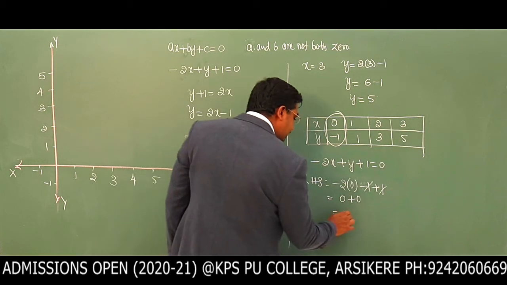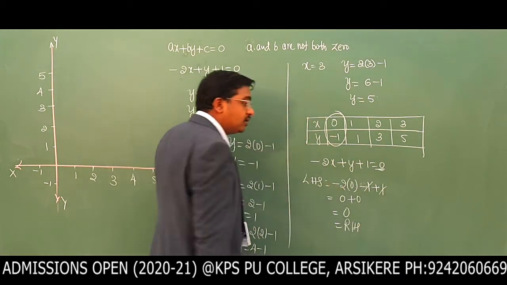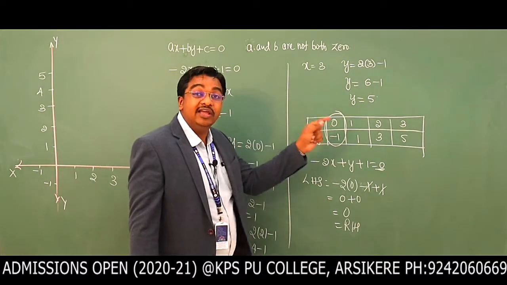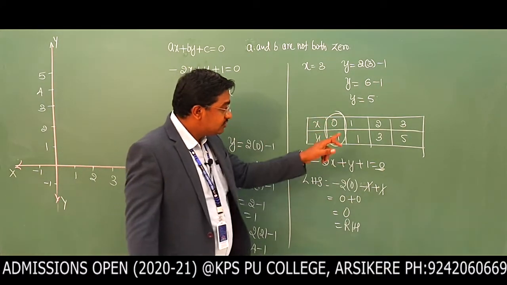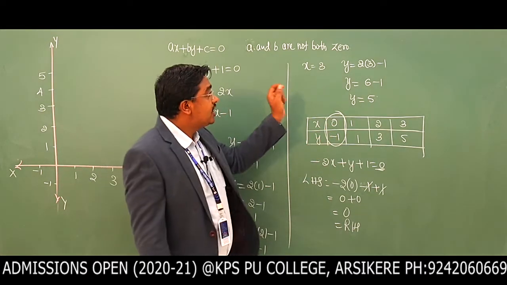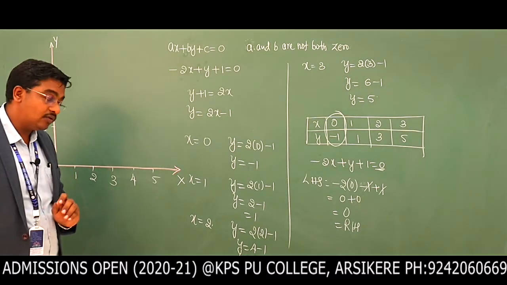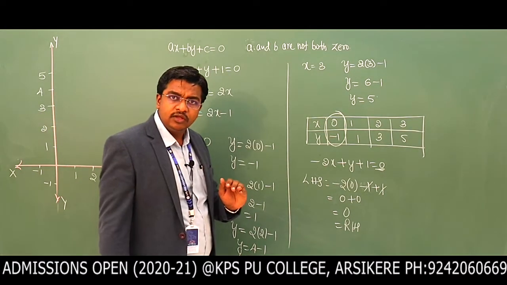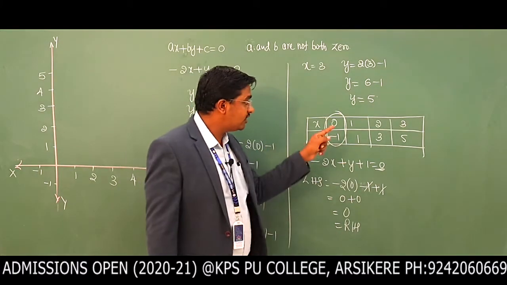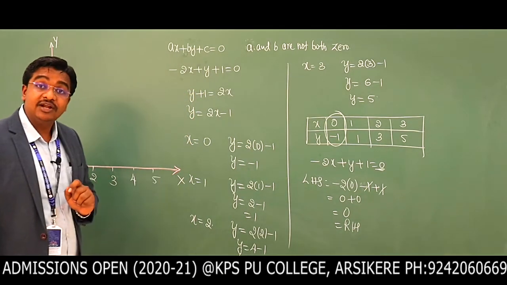So the total value is 0. This is nothing but the RHS, it is equal. It means that when we substitute the pair of x and y values, the equation will be satisfied. So these values are called the solution of the equation minus 2x plus y plus 1 is equal to 0. So what about the values in between 0 and 1? They are also solutions of the given equation, that is minus 2x plus y plus 1 is equal to 0.